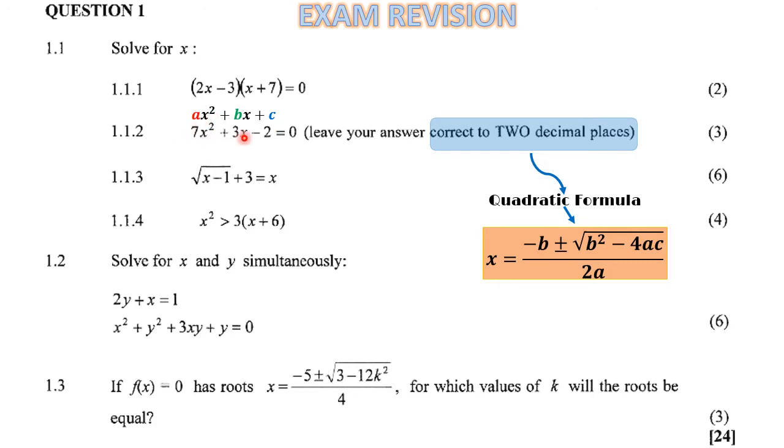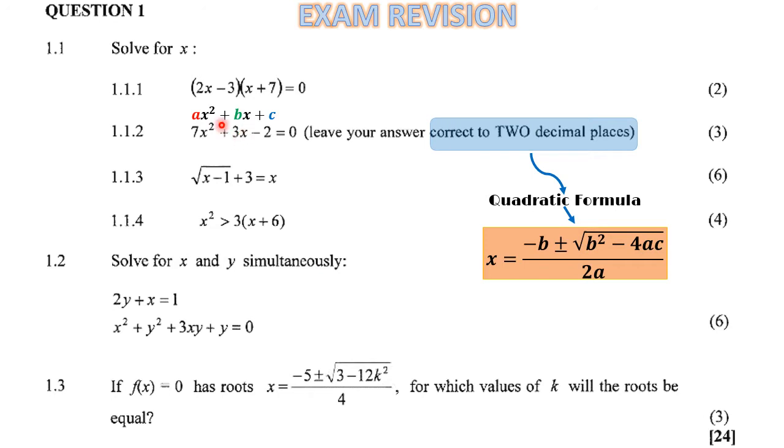Why are we identifying the a, the b, and the c? Because the quadratic formula is characterized by these variables. Okay, it is characterized by a, b, and c. So if you don't know the value of a, and you don't know the values of b and c, then it means you can't use the quadratic formula.